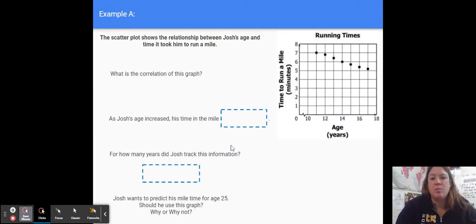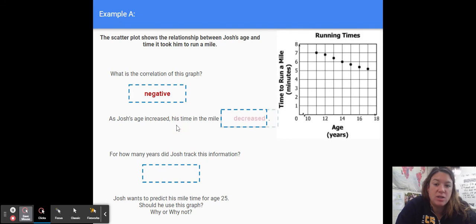All right, let's look at this scatter plot. It shows the relationship between Josh's age and the time it took him to run a mile. So as he got older, his mile time got less. So this correlation is a negative correlation. And as Josh's age increased, his time in the mile decreased.